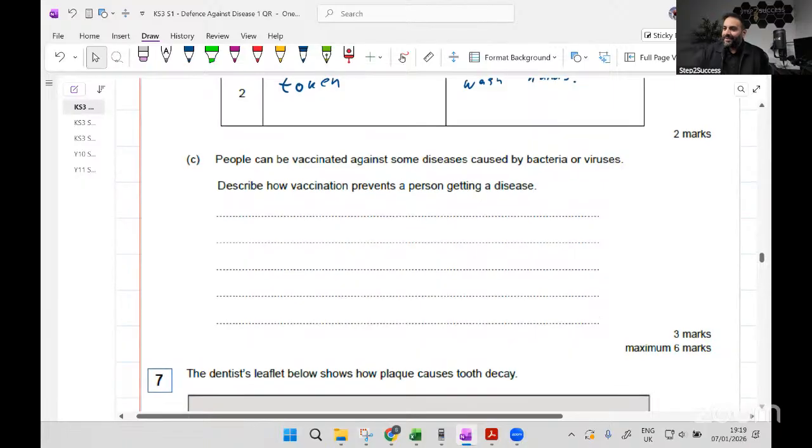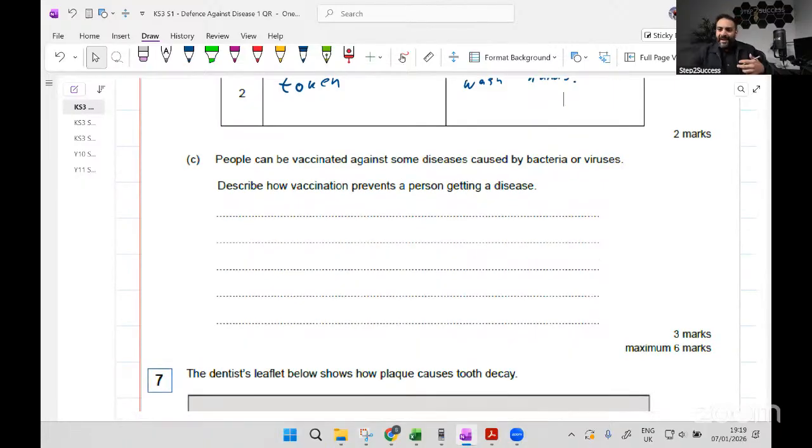How does a vaccination prevent people getting ill? The things that you want to say is any vaccine, when you get that injection, contains a dead or weak version of the virus. So a vaccine contains a dead or weak version of a virus.